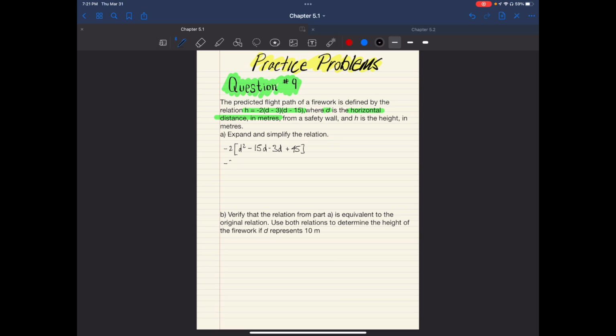Now, continuing on, -2d squared plus 30d plus 6d minus 90. Collect like terms. -2d squared plus 36d minus 90. Okay, now verify the relation for part A is equivalent to the original relation. Use both relations to determine the height of the firework if d represents 10.